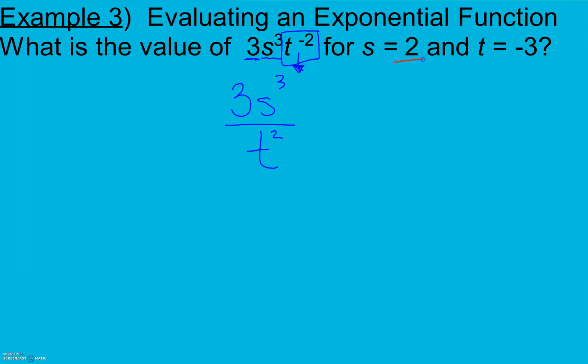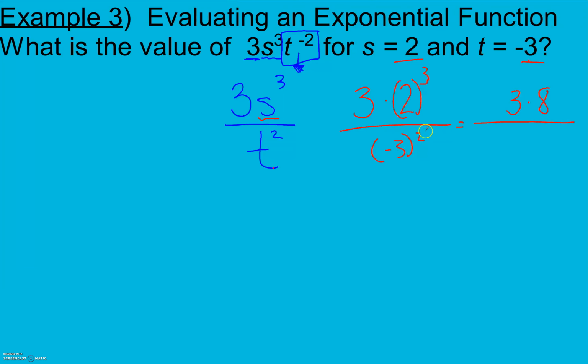Now, I know what s and t are, so everywhere that I see those, I'm going to plug in the values. Instead of an s, I'm going to write a 2 to the 3rd power. And instead of a t, I'm going to write a negative 3 squared. PEMDAS says that we need to do parentheses first, nothing I can simplify, and then exponents. So 2 cubed is 8.